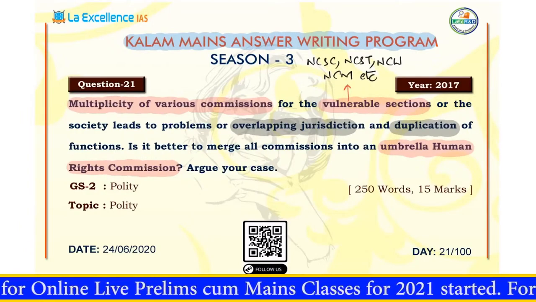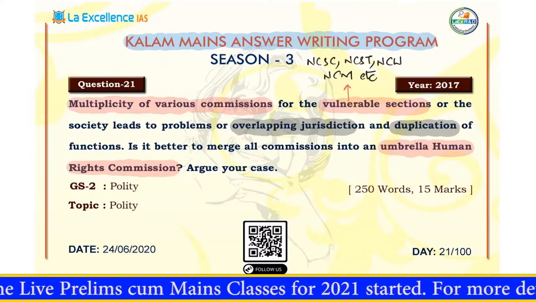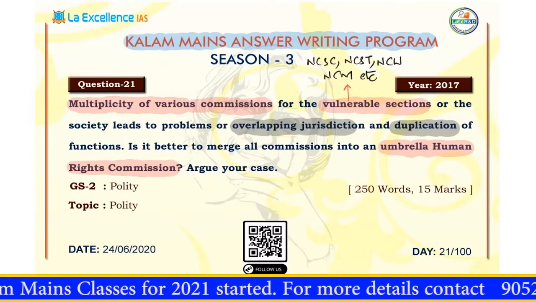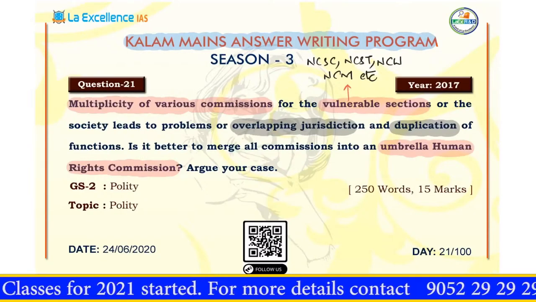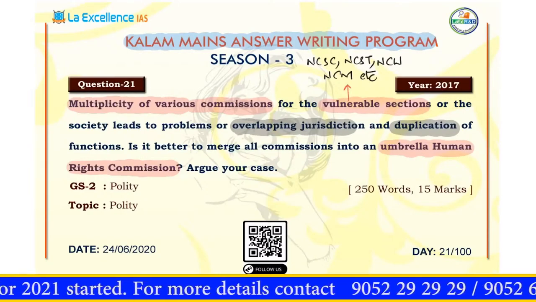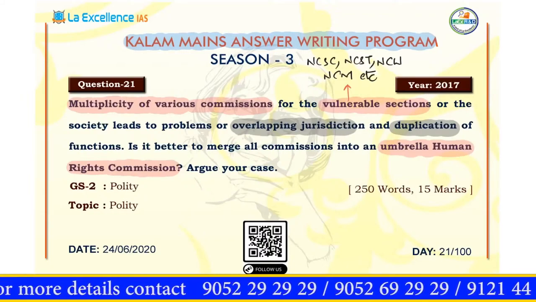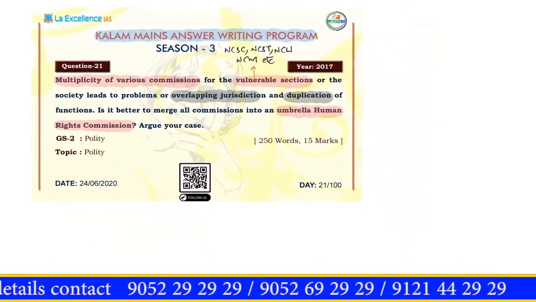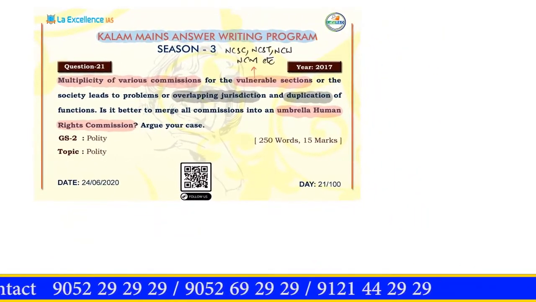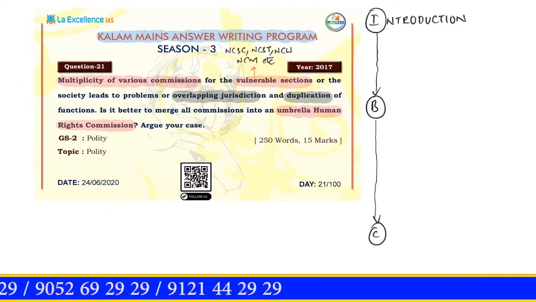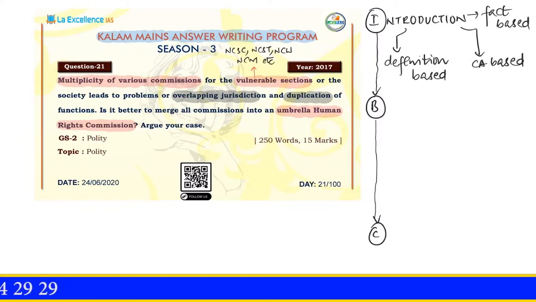I would prefer that you set up as many subheadings as possible, not too many, maybe 3 at best, and 4 if the question itself has 3 or 4 subparts. But because this particular question is single themed, at max you can have 2 or 3 subheadings. So what are the introduction, body, and conclusion of this question? Firstly, we have established that the commissions it is talking about are the NCSC, NCST, NCBC, National Commission for Women, National Commission for Minorities, and so on. These are the bodies that are there.